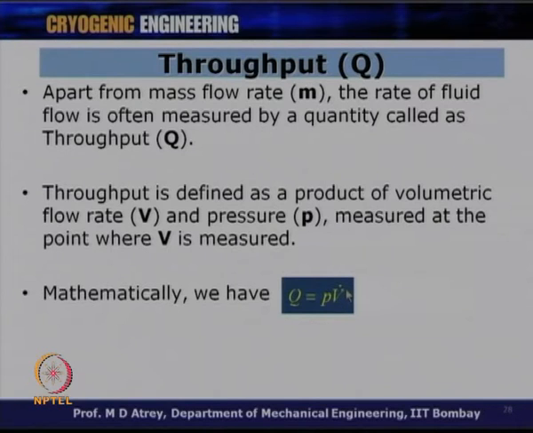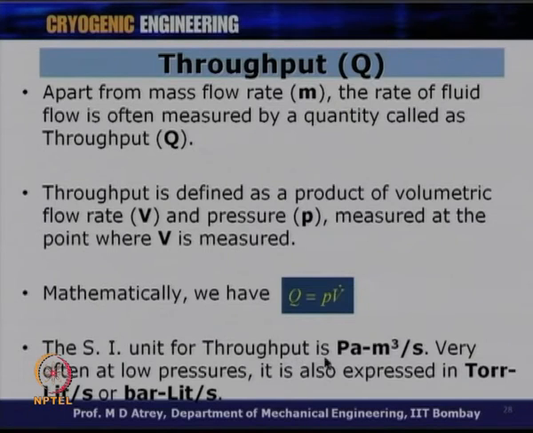Volumetric flow rates could be, let us say, liter per second, liter per minute, liter per hour, or any other dimensions, and pressure dimensions could be torr or bar or millibar, kilopascals or whatever. So, the SI units of throughput are Pascal meter cube per second, Pascal for pressure, meter cube per second for volumetric flow rate. Very often at low pressure it is also expressed in torr liter per second. Mostly I have seen in various places torr liter per second or millibar liter per second. Torr is for pressure, liter per second for the volumetric flow rate, and this is the way normally the throughput is mentioned.